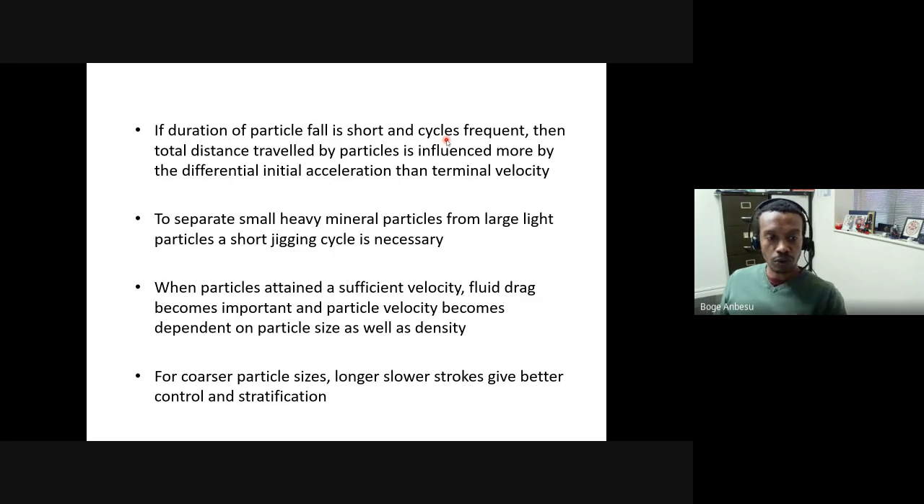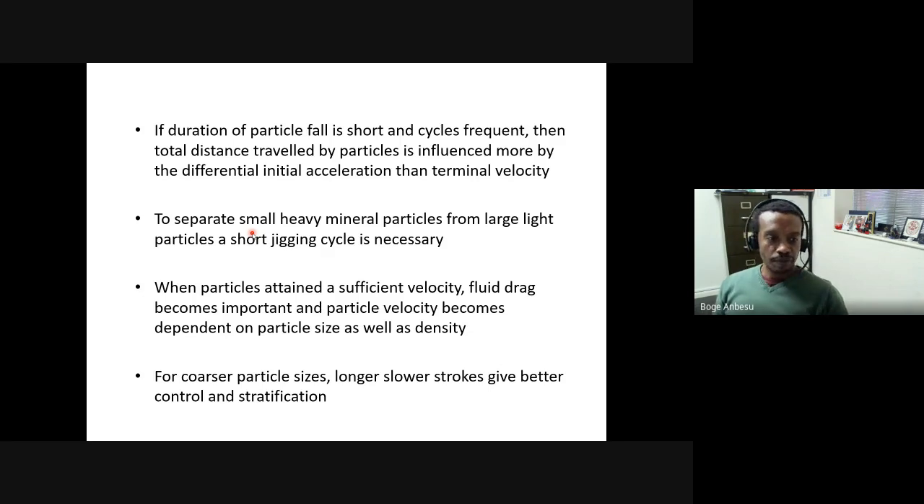If you apply long strokes, obviously you will lift particles higher. But if you apply quick suction and pulsation motion, then the distance traveled is small, and therefore acceleration becomes a lot more significant compared to terminal velocity. So you could use this type of procedure to separate small heavies from large light particles by just applying a short jigging cycle.